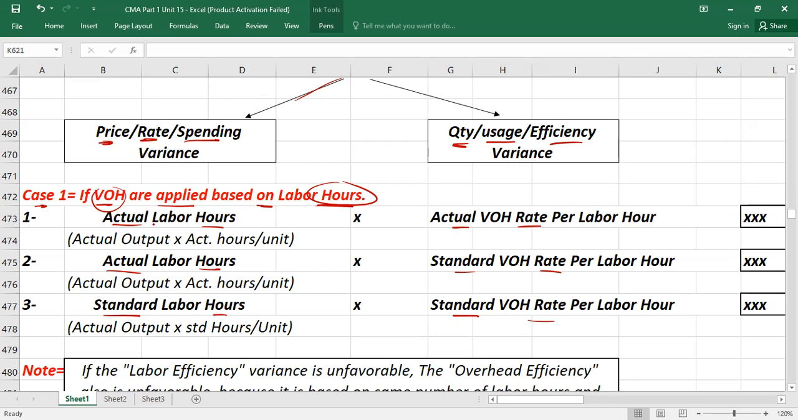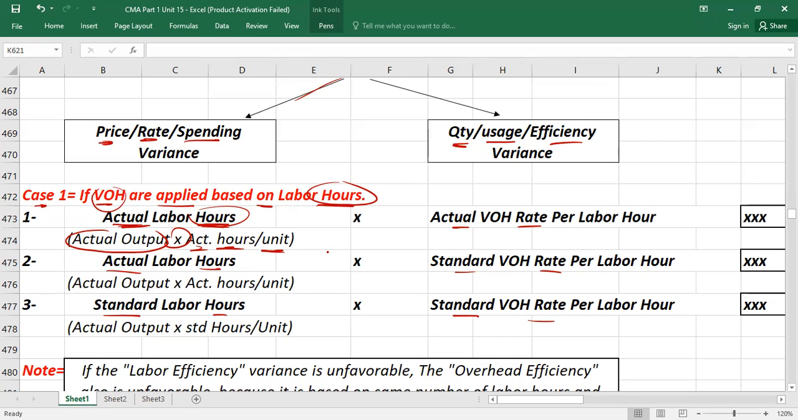Now let's understand how you can find actual hours. First I'm going to explain. It could be machine hours, it could be labor hours, any hours, labor or machine. That's why I'm not using words specific to labor hours. So if I want to calculate actual hours, how will I calculate? I will always take first the actual output. Output means actual production. And I will multiply with actual hours per unit. If I'm calculating machine hours, I'll take actual machine hours per unit. If it is labor hours, I'll take actual labor hours per unit.